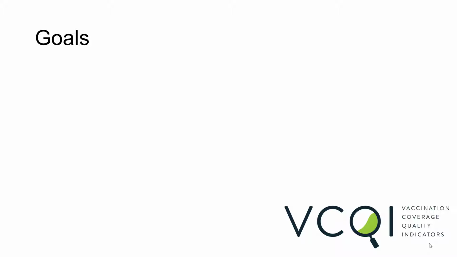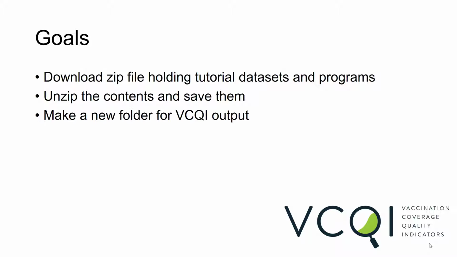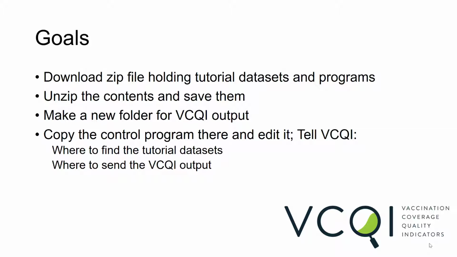Our goals in this video are simple. First, we will download a zip file from the Viki users group website. Then we will unzip the contents and save them in a folder for Viki tutorial work. You will find the enclosed Viki control program and edit it to reflect the appropriate folder path on your computer. In the next video, we will run Viki, and in the 2 videos after that, we will explore the Viki output.